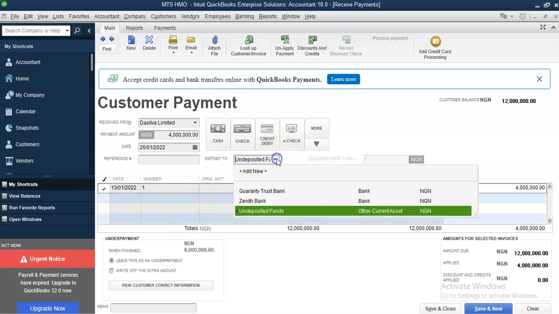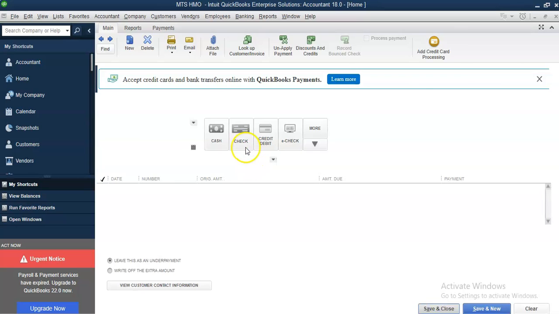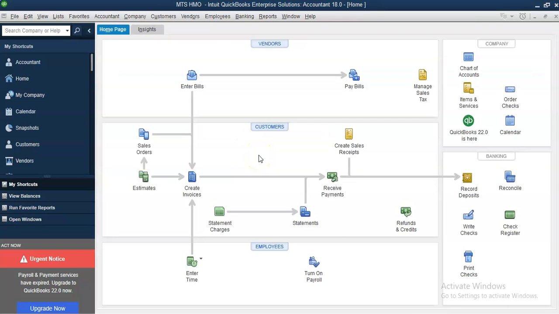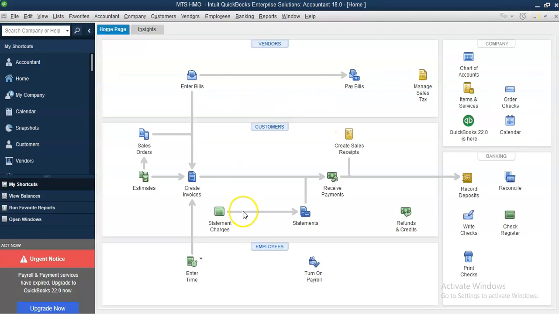Then we select the bank account they paid to. So let's say they paid into our GT bank account. Then I'm going to save and close. Now, I have recorded that 4 million. The double entry of that 4 million is that my bank account is debited because money is coming in, while my account receivable is credited, meaning that I want to reduce the debt this customer is owing me. So if I go back to my receive payment and select this same customer, you are going to discover that you have this amount outstanding of 8 million. Are we there? All right, now that is step one.